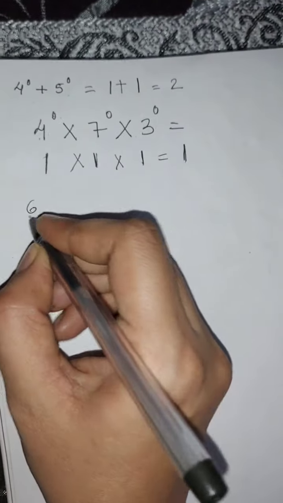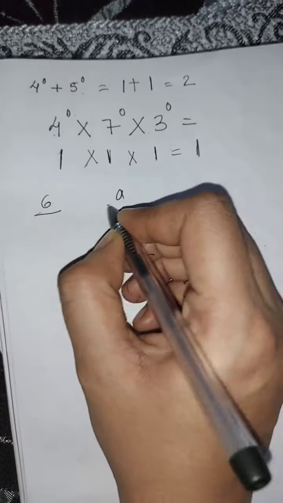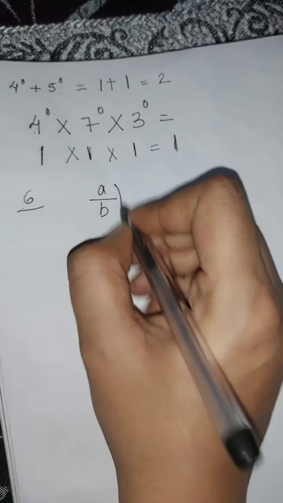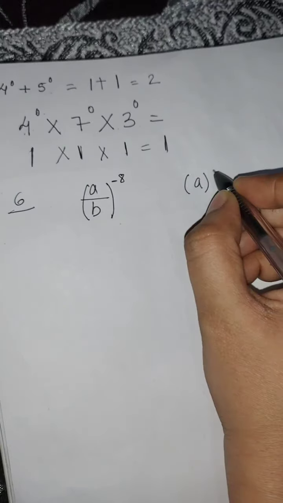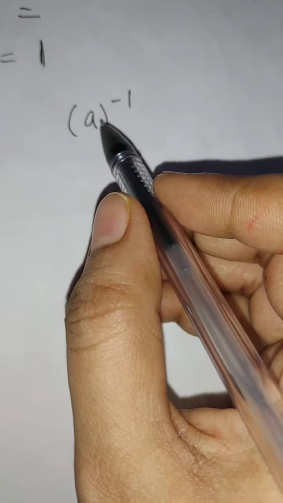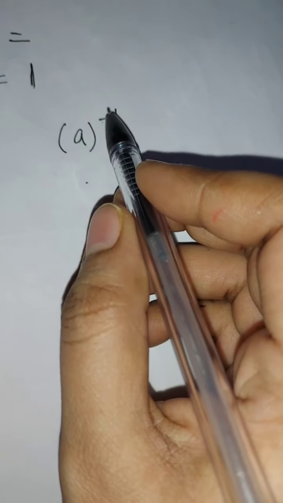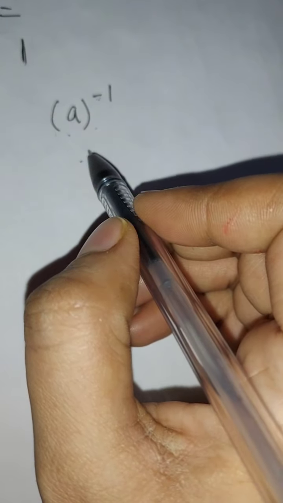Let's start talking about the sixth rule of exponents. If any fraction or any number is written with a negative power, what happens with that digit? We make the reciprocal of it. In order to make this sign positive, we change the number into its reciprocal form.